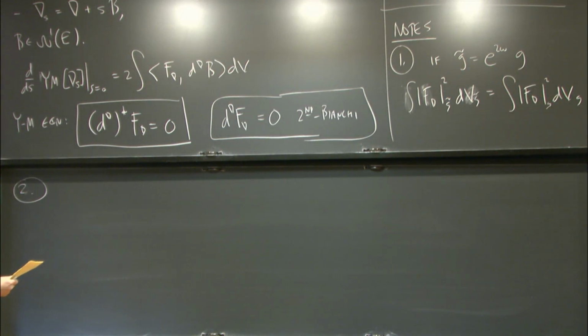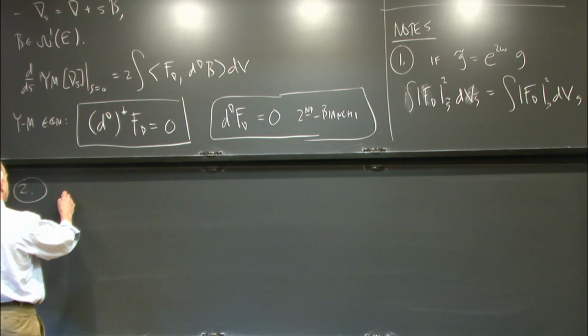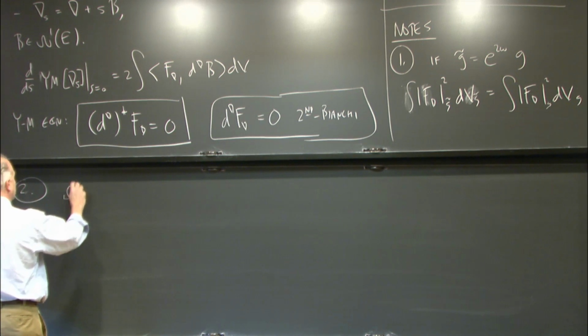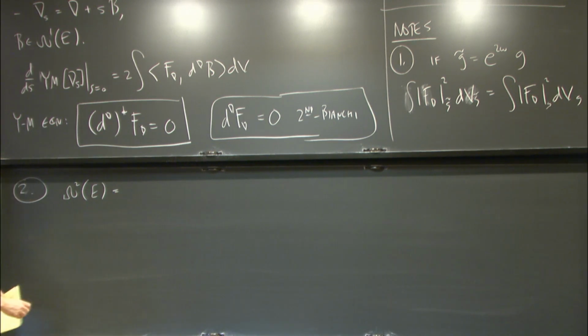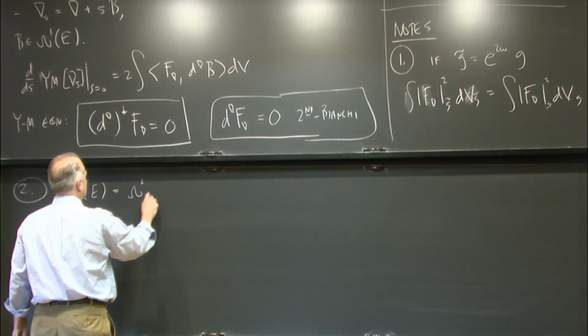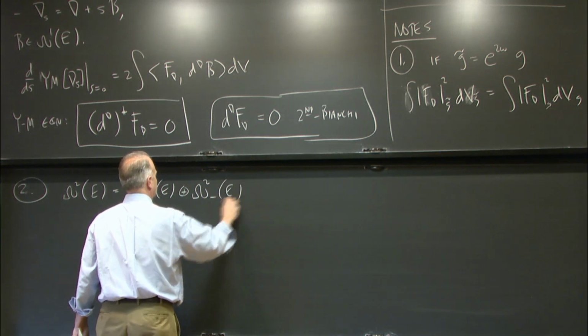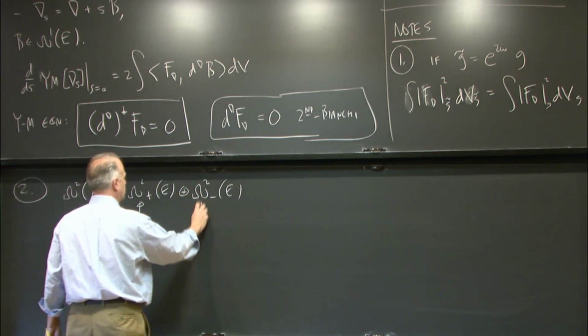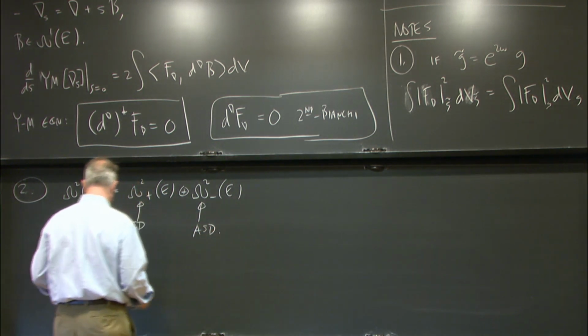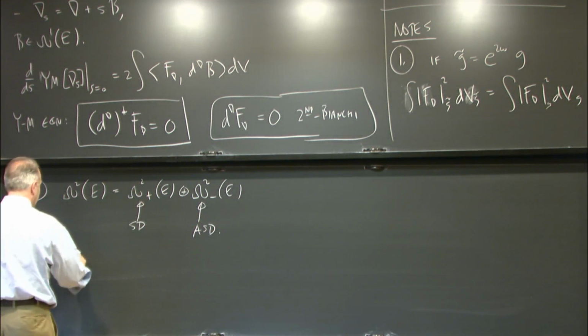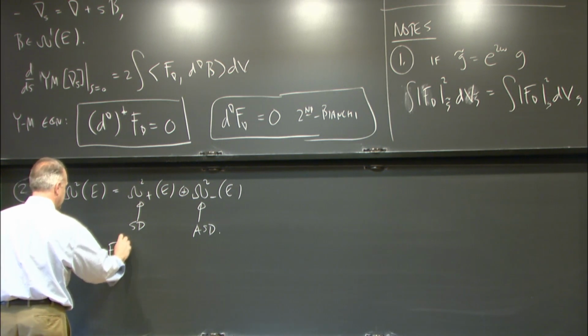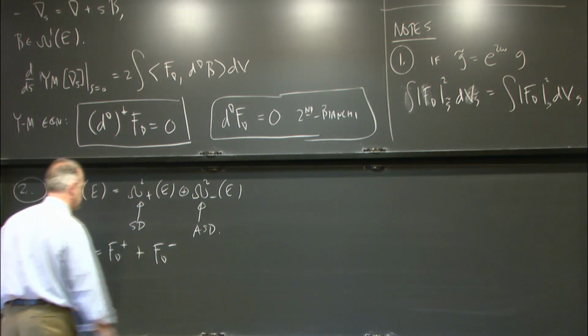Another feature of 4 dimensions that we need to exploit is self-duality. The bundle of 2 forms in 4 dimensions will split. Assume not only that X is 4-dimensional, smooth, and closed, but also oriented. Then I can split the bundle of 2 forms into self-dual and anti-self-dual 2 forms. Correspondingly, the curvature of the connection will split into a self-dual and an anti-self-dual part.